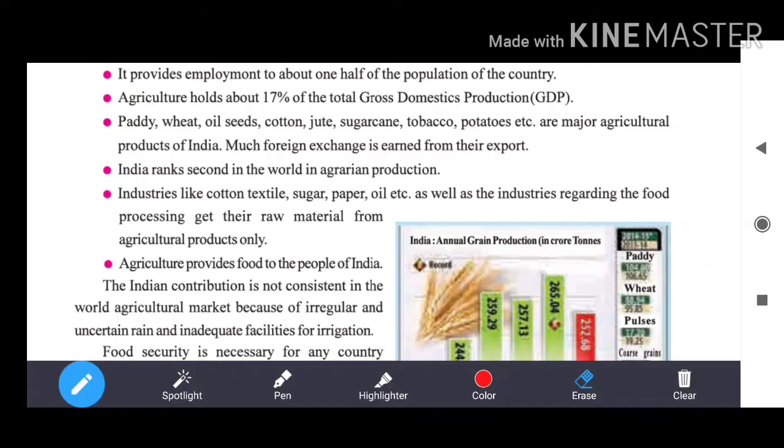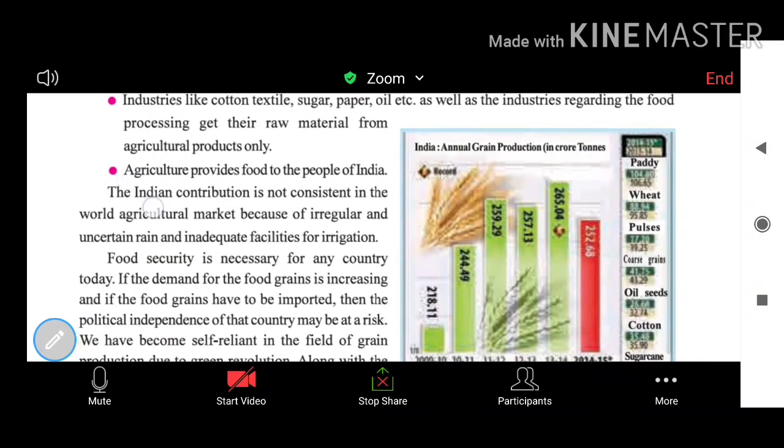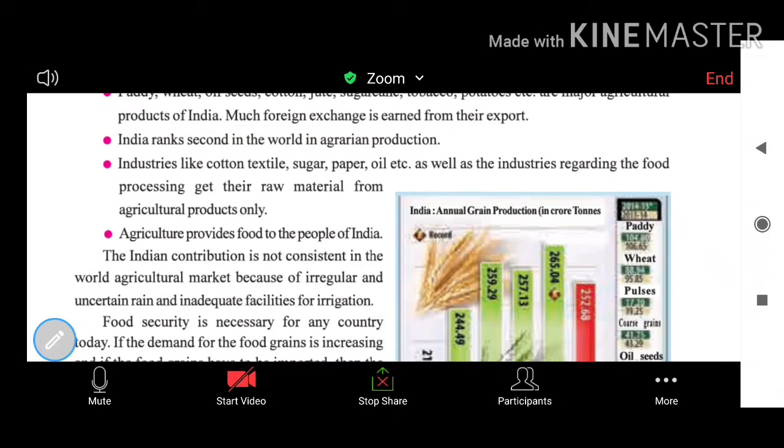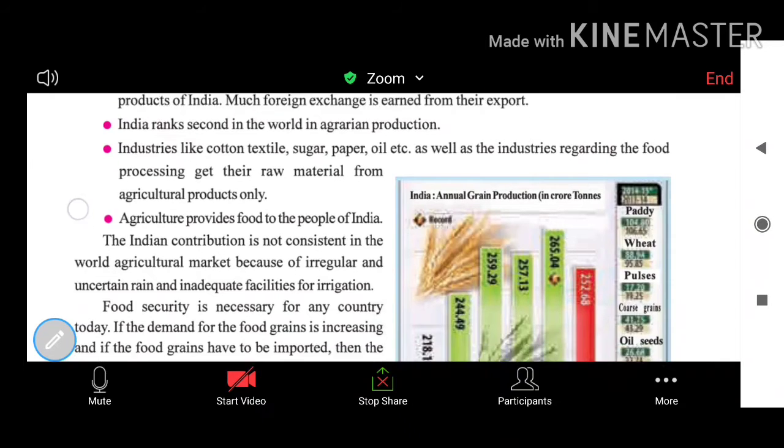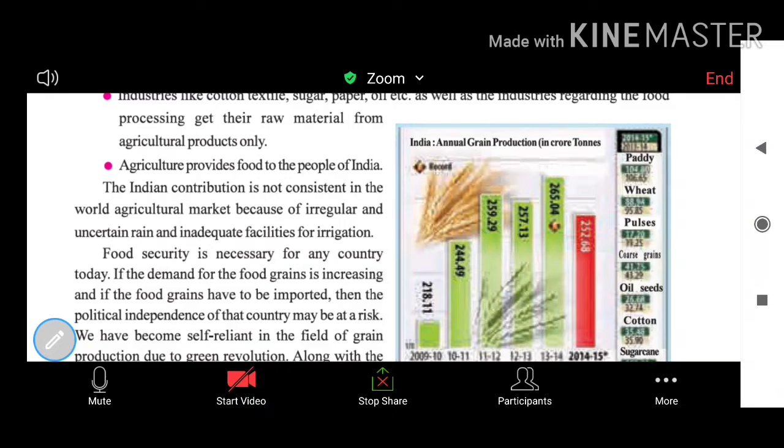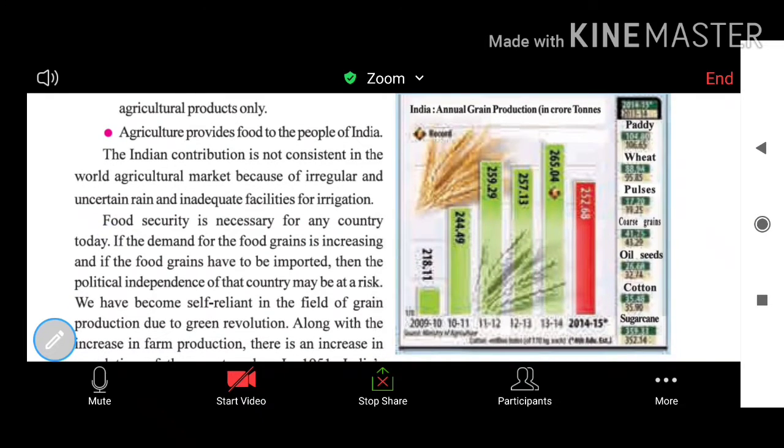Industries like cotton, textile, sugar, paper, oil, etc., as well as the industries regarding food processing, get their raw materials from agricultural products only. So besides getting food from agriculture, agriculture is also helpful to these industries. Agriculture provides food to the people of India. Definitely, agriculture is providing food to the people of India.